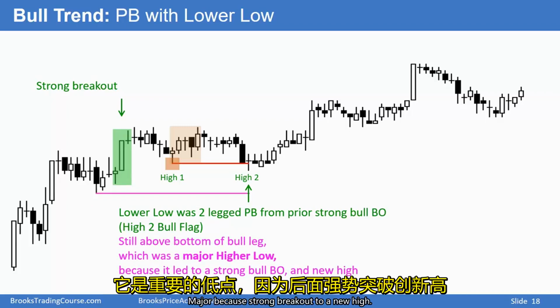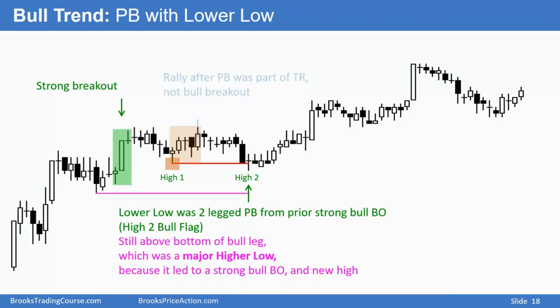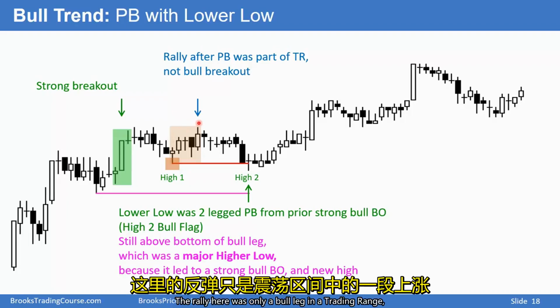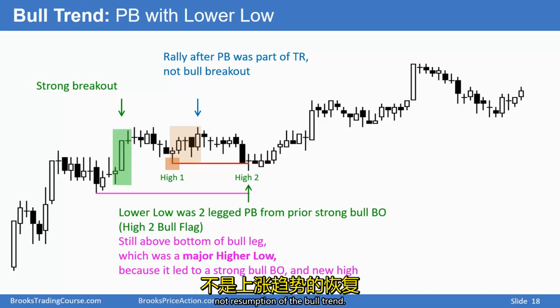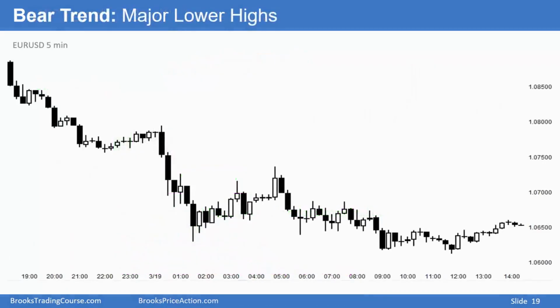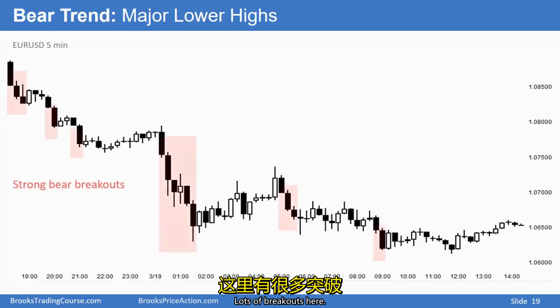Major because of the strong breakout to a new high. The rally here was only a bull leg in a trading range, not a resumption of the bull trend. Bear trend, strong breakouts, a 2 bar, 3 bar breakout here, lots of breakouts here.